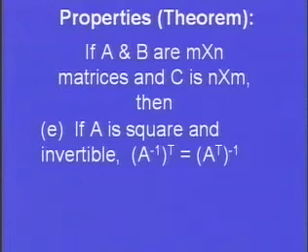Okay, last part of this theorem says if A is a square matrix and it's invertible, in other words, A inverse exists, then A inverse transposed equals A transpose inverse. So those two exponents can kind of switch places there. That's actually a much bigger deal than it might initially seem, and I'll show that to you with an example.